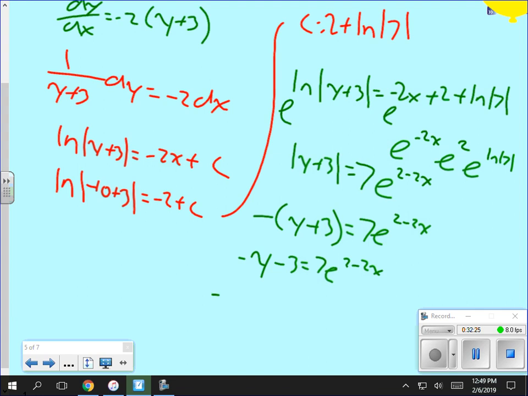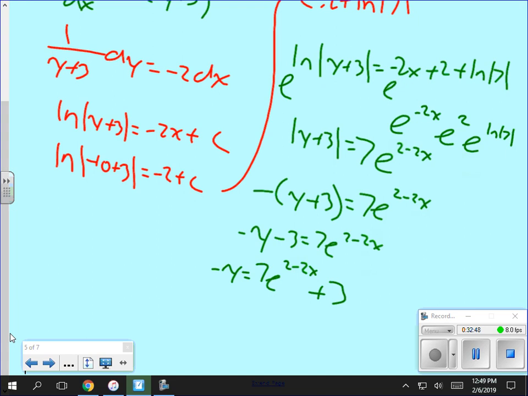Add 3 to both sides. Negative y equals 7e to the 2 minus 2x plus 3. If I plug in 1 here, I get 10 equals negative y. If y is negative 10, is that going to work? Yeah. But I don't want negative y. So y equals, putting the negative to the other side, negative 7e to the 2 minus 2x minus 3.